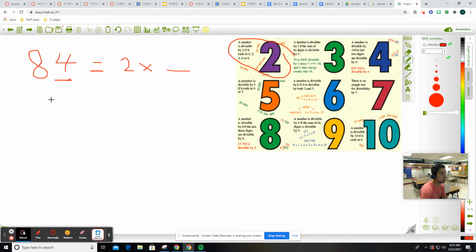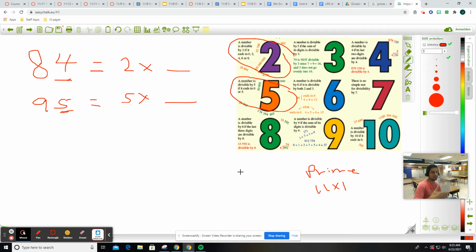Okay, so we could do another one here. If I had 95, if I look at the rule of 5, it says a number is divisible by 5 if it ends in 0 or 5. So since 95 ends in 5, that means we can use this divisibility rule to know it is a composite number. So again, I know that I can multiply a number by 5 to get to 95. And we know it's a prime number when we can only multiply 1 and itself, right?